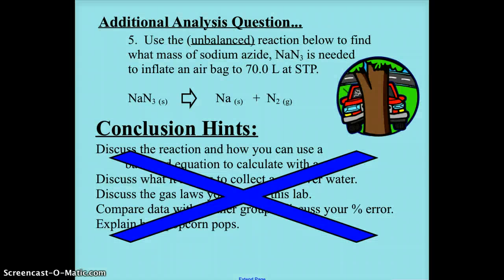Now, question number 4 also needs to be answered, questions about error. So be thorough, come up with several different possibilities of how error could have occurred, whether it occurred for you or not. Come up with some possibilities.